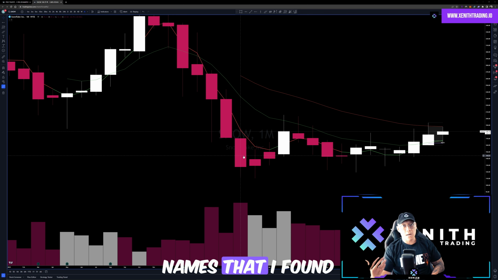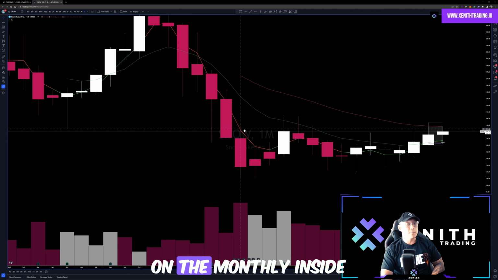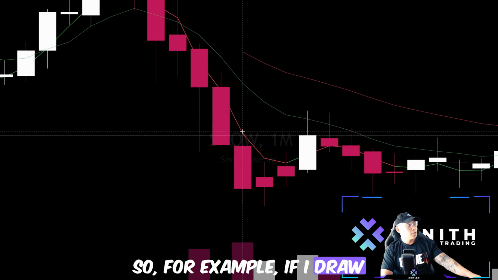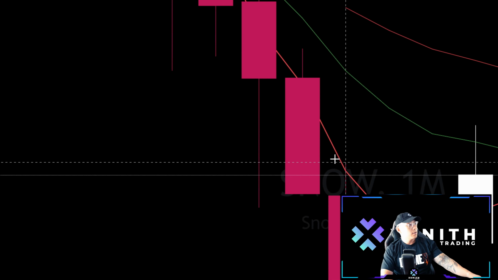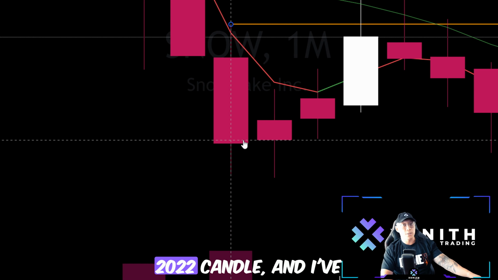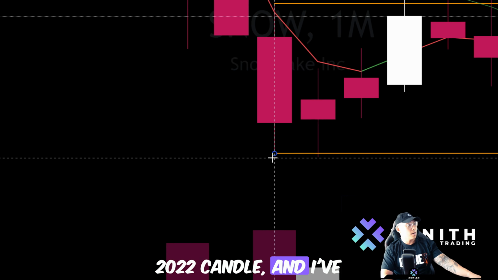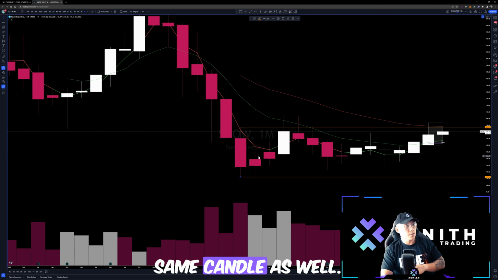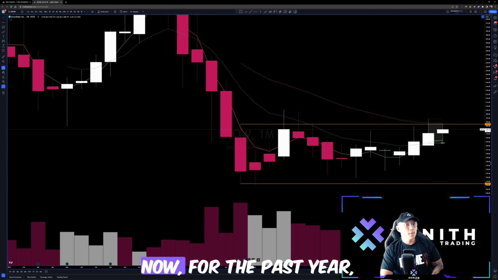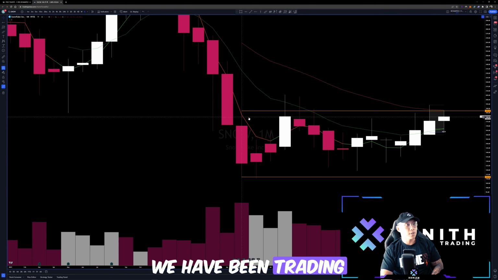Now, most of these names that I found bottoms on were based on the monthly inside candles from last year. So, for example, if I draw this here, this is the May 2022 candle, and I mark the low on that same candle as well. You'll notice the high and low of that candle. Now, for the past year, we have been trading within this candle.